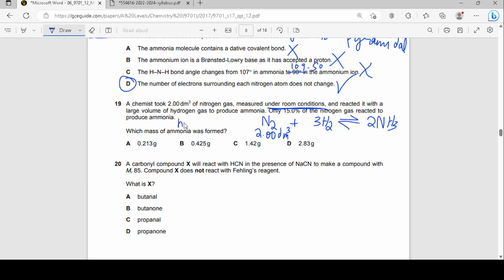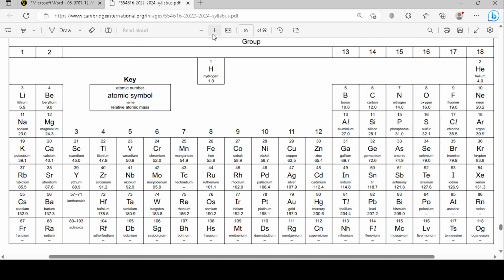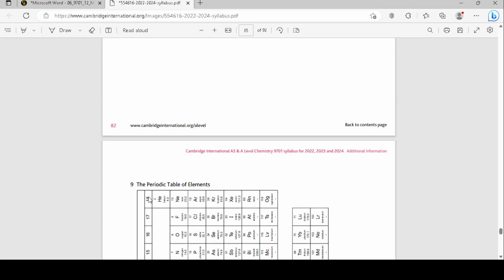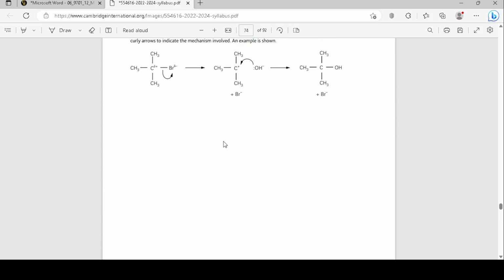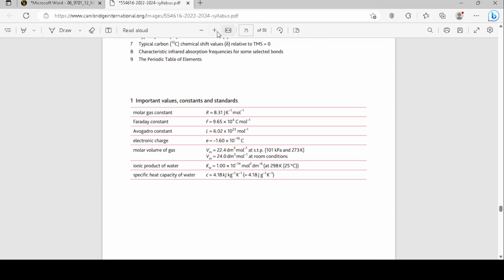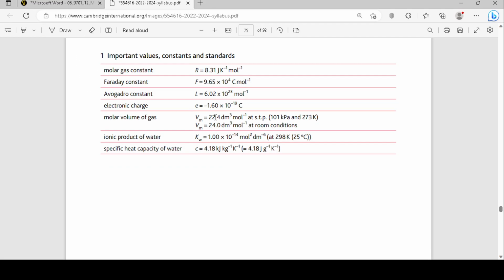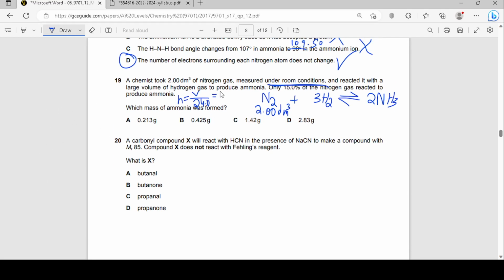We can use that formula, V over 24.0, because the data book would state it. I mean, now we don't get the data book, but it still states, on that page of important values in the periodic table, that at room conditions the molar volume of gas is 24.0 cubic decimeters per mole. So yeah, n equals V over 24.0, and so you'll just do 2.00 over 24.0.